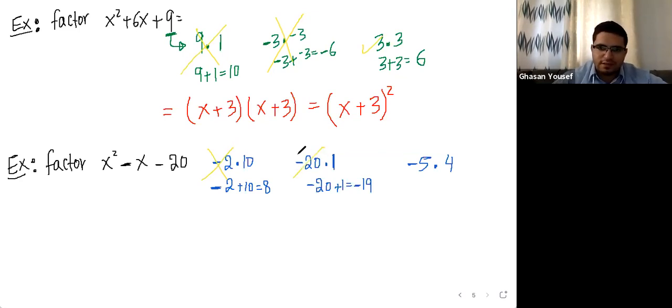For the third one, I have minus 5 times plus 4, and this is equal to minus 1. And in the middle, I have minus 1. So this will work. So this is correct. So the factor for this trinomial is x minus 5 times x plus 4.